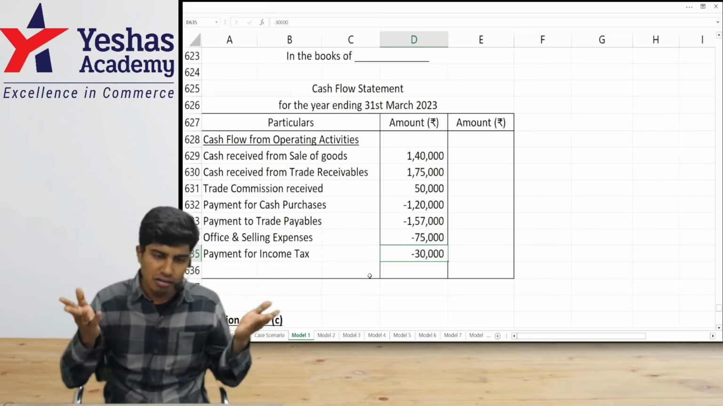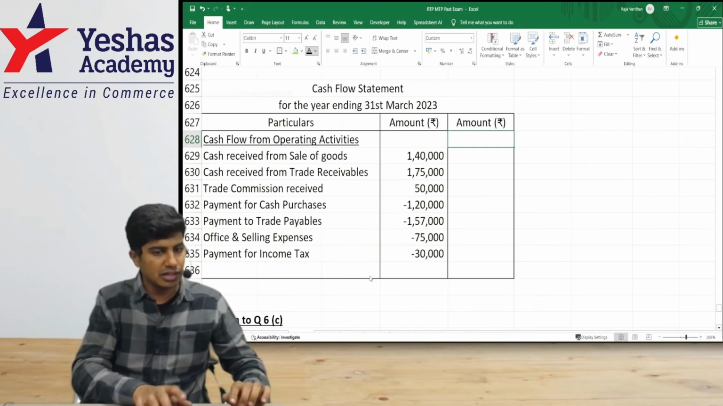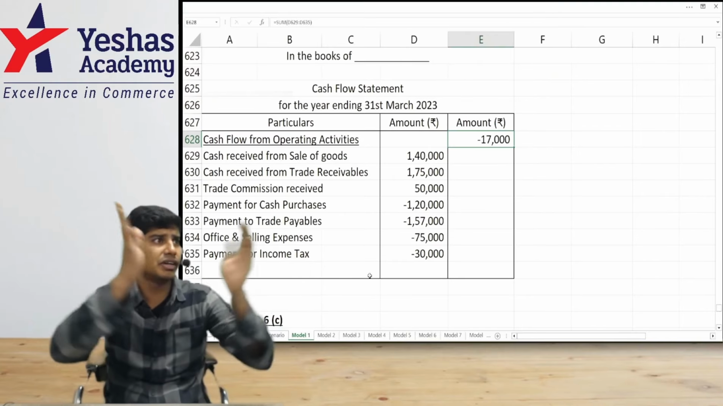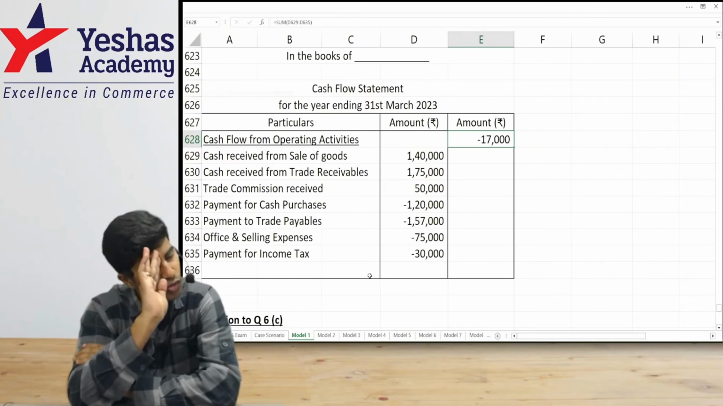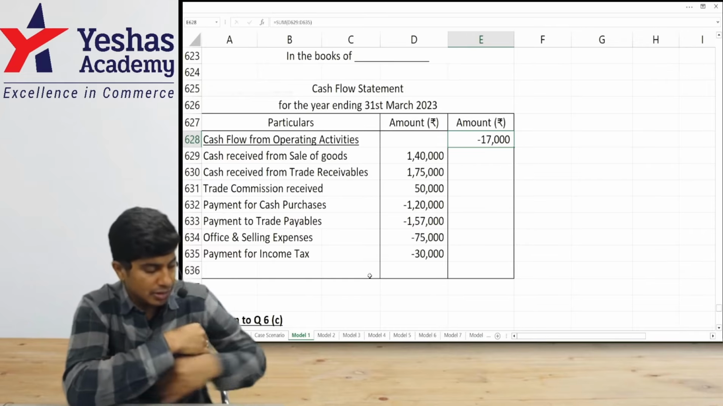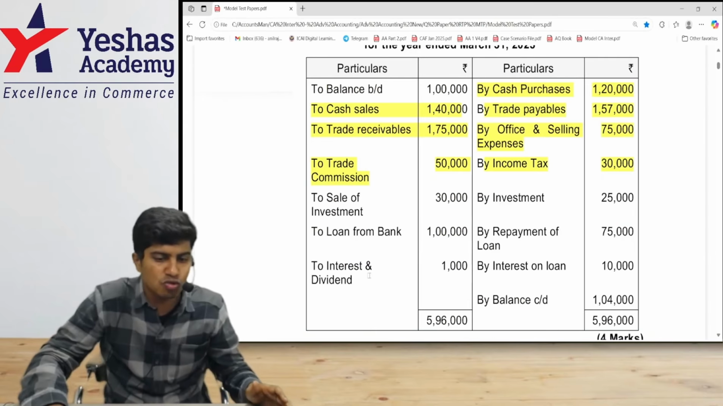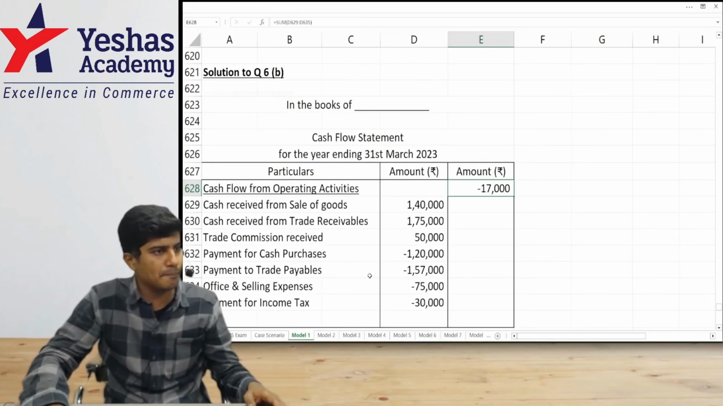Everything's done. Fatafat identify the total cash flow from operating activities. Ta-da! Minus 17,000. Don't write negative cash outflow or not. Write cash flow from operating activities. Write the amount as minus. Easy one. Look at the marks. How many marks? 4 marks. Oh my god. Is it? Yes.